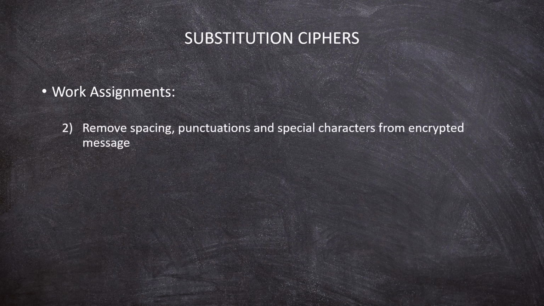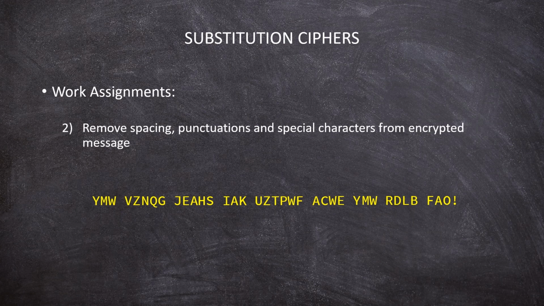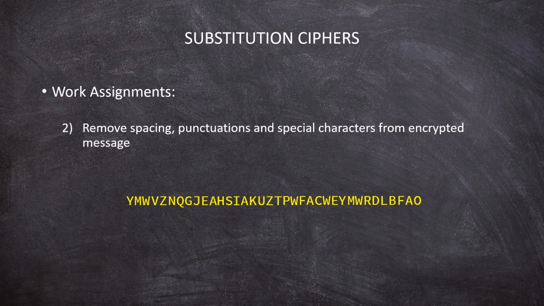So the second assignment is to take an encrypted message and remove any spacing and punctuation. This can be done inside the encrypt method in our program, and what happens here is if it's not a letter, we simply throw it out. This will also be useful as a stepping stone for the next and final assignment.